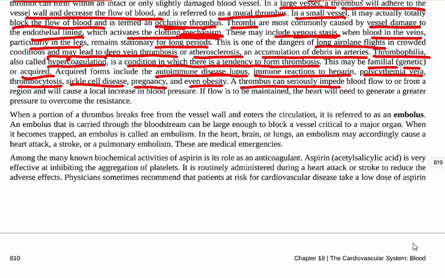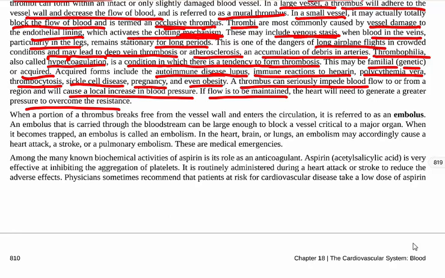A thrombus can seriously impede blood flow to or from a region and will cause a local increase in blood pressure. So if the flow is to be maintained, the heart will need to generate a greater pressure to overcome the resistance. So again, if it's in a larger vessel and it's stuck in there and we have decreased blood flow, the heart is going to increase its pumping, increase the blood pressure to try to get past that. And then a lot of times that's when it'll be pushed against, and then it'll dislodge, which we'll talk about here in a moment.